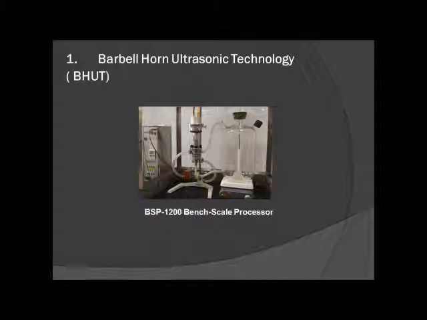There are two types of equipment used. The first one is the BSP 1200 bench scale processor. The BSP 1200 bench scale ultrasonic liquid processor is designed for batch and flow-through process investigation and small-scale production. The system operates at a frequency of approximately 20 kHz.